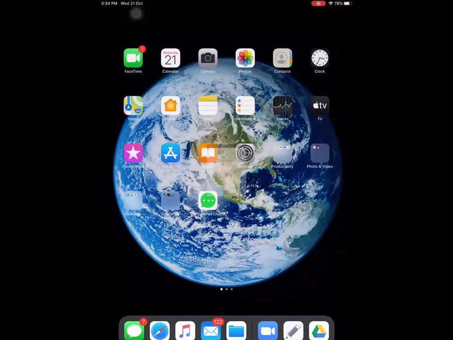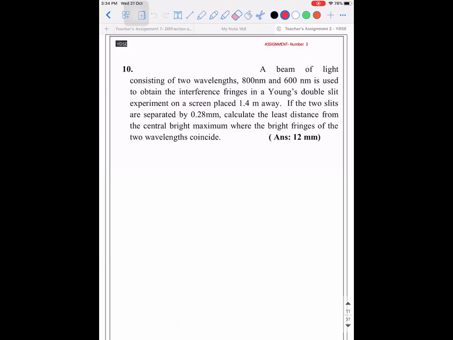So this is one of the problems I got as a doubt the other day from the previous assignment, that is YDSE. Let's do this problem, then we'll proceed to a few problems in diffraction, then we'll start the next chapter. Okay. So the question is, there is a beam of light consisting of two wavelengths, 800 nanometer and 600 nanometer, that is used to obtain the interference fringes in a Young's double slit experiment on a screen placed 1.4 meter away.